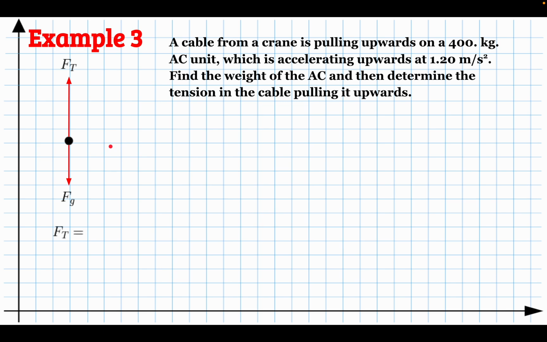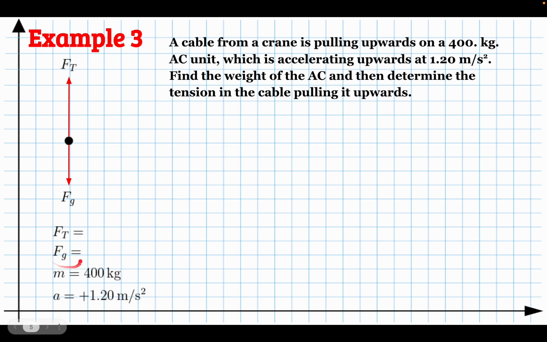So we make a variable list. We have F of T, which is unknown. We have F of G, which we don't know, but we do know the mass and we do know the acceleration. So your variable list will always be the forces and M and A, because F equals MA is the idea. Okay? All right, so that's all I know.